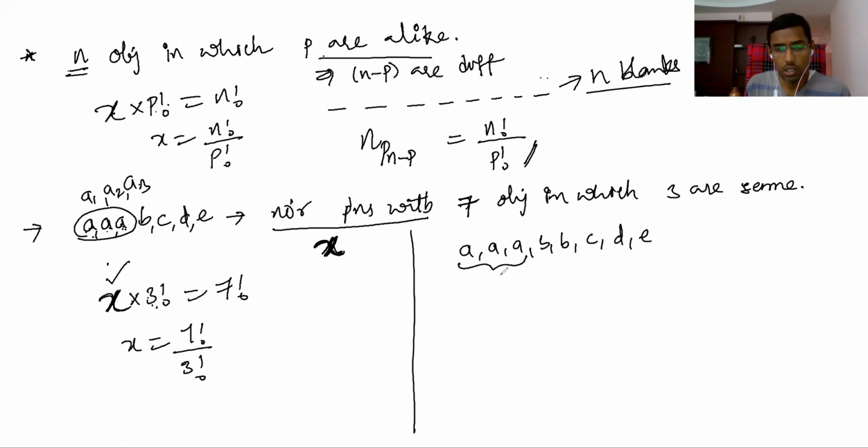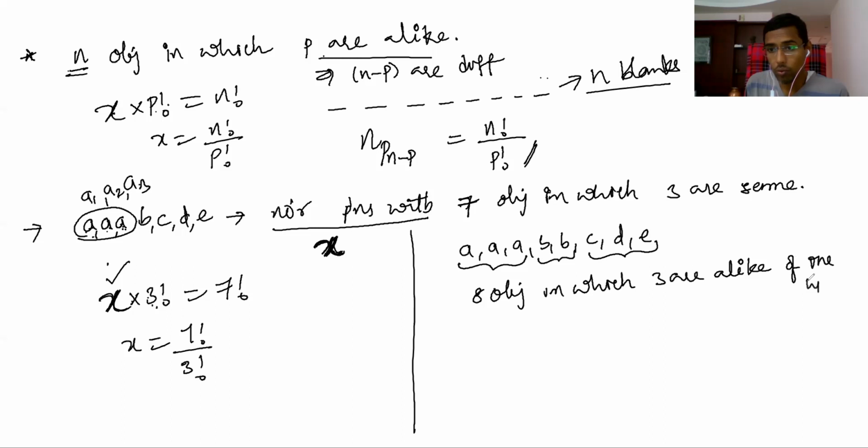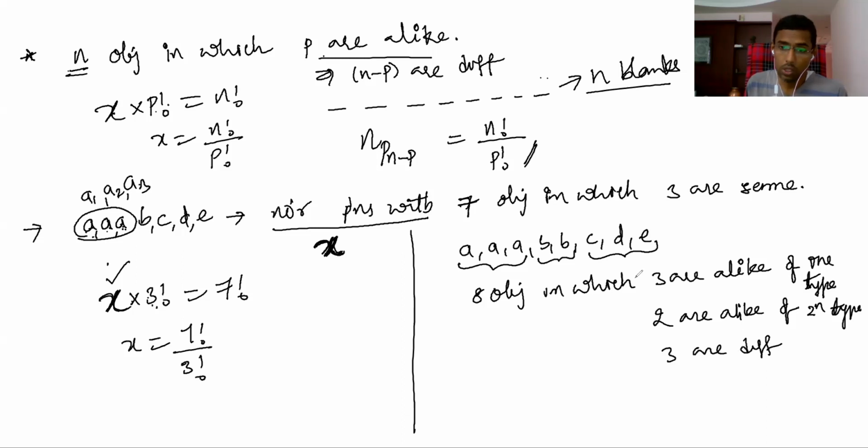So now here these three objects are the same. These 2 objects are the same. These 3 objects are again different. So in total how many objects are there? 8 objects. Of these 8 objects, 3 are alike, of one type. 2 are alike, of a second type. Next, 3 are different. So 8 objects, in which this is the situation.